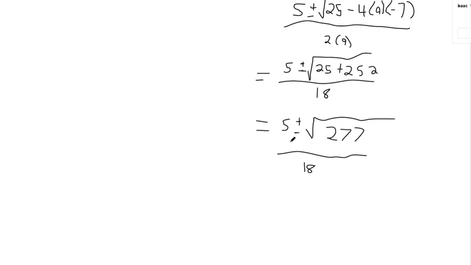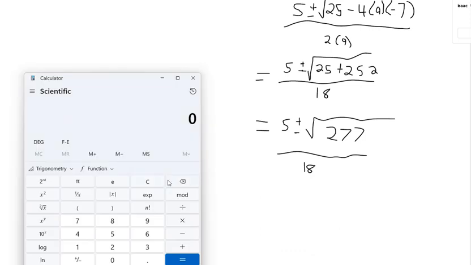We could say it's 5 plus square root of 277 over 18, 5 minus. But in math, and I think with my math lab, we want to try to simplify that square root. That means you want to divide it by things that you can take the square root of perfectly. Like the square root of 9 is 3. So let's see if we can factor a 9 out.